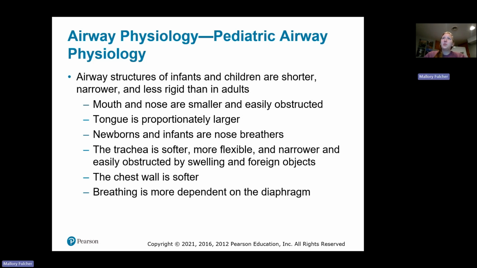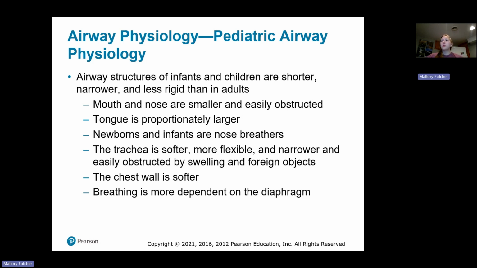So airway physiology, pediatric airways, we're not all created equal. Adults and children are different, especially when we're looking at the airway. Yes, all of the components are the same. We all have tongues, we all have tracheas, etc. But how those structures are positioned, I should say, and the difficulties that we have with one airway over the other are different, right?